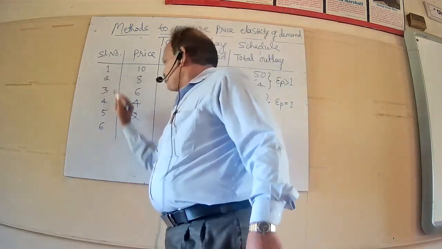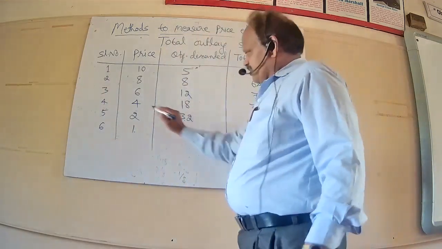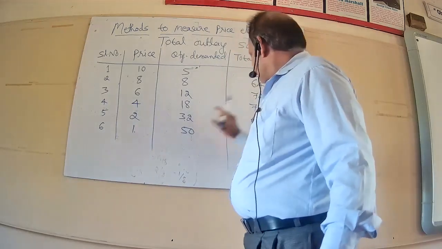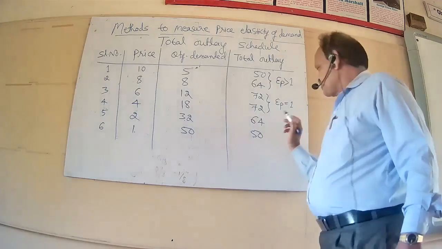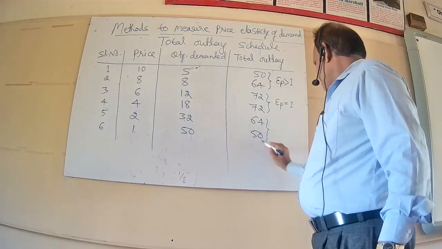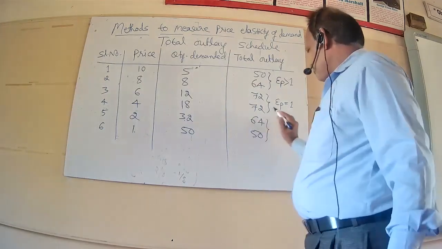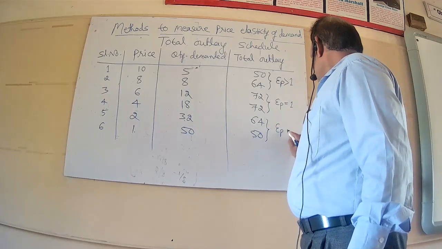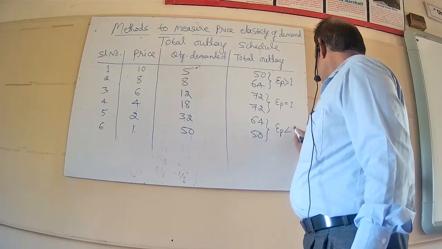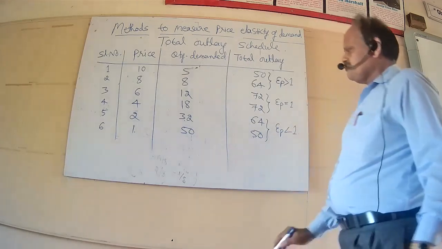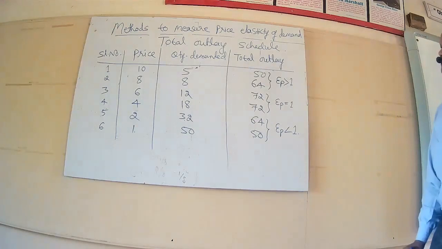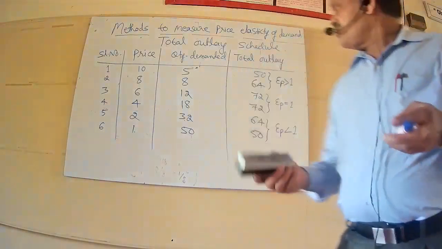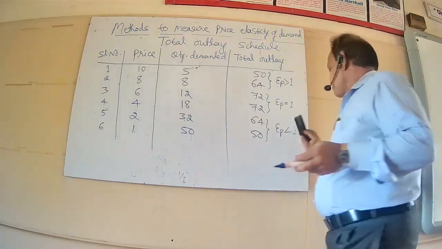Take the case of serial number 5 and 6. Price of a commodity falls, quantity demanded extends, but total outlay made on that commodity is showing a declining trend. 64 became 50. Therefore, it is the type of inelastic demand and value of EP is less than 1 in this type. Clear? So we can identify the 3 types of price elasticity of demand.